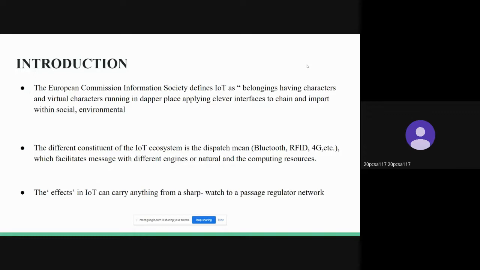So the chain management system in the paper can refer to the architecture that is developed by the smart agriculture development. The effects in IoT can carry anything from a sharp to watch to a passive regulated network.